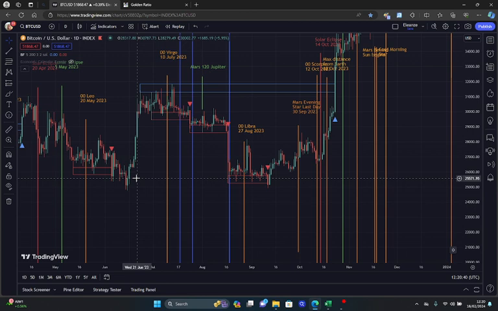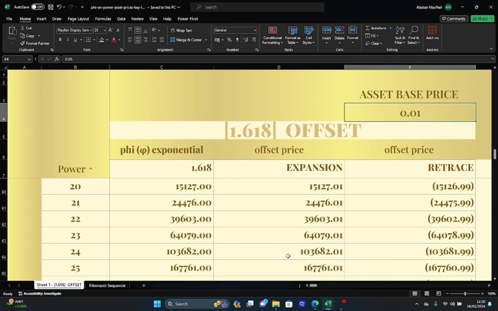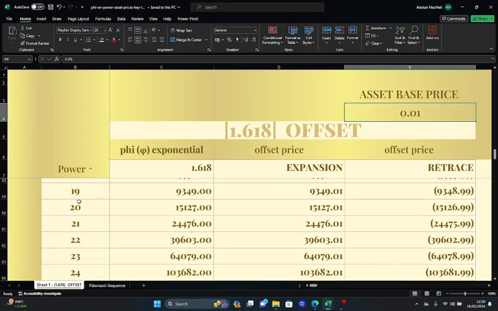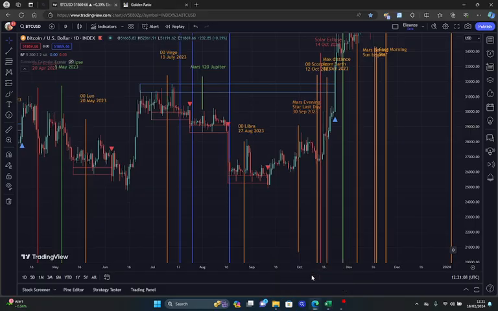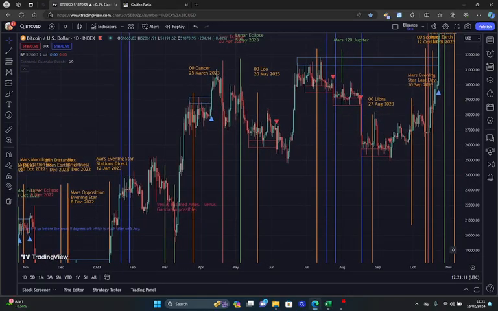So this price is quite close to the phi on Power 21. Phi on Power 21 was exactly the price of the last bottom that allowed that really sweet long position. And if we go back to the previous bottom, when it's phi on Power 20, that is 15,127. Let's see what happens on the previous bottom.